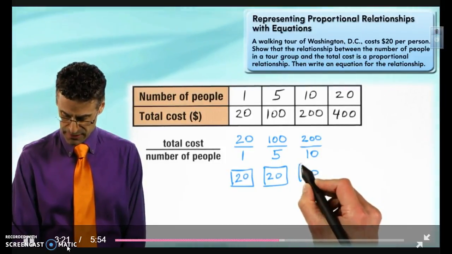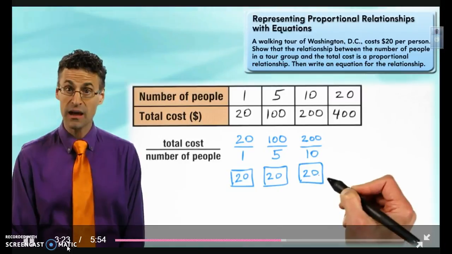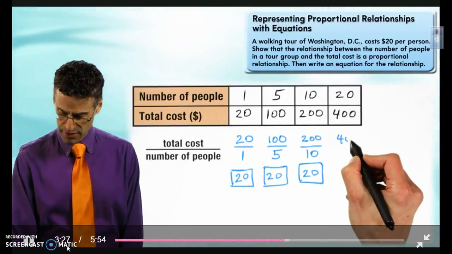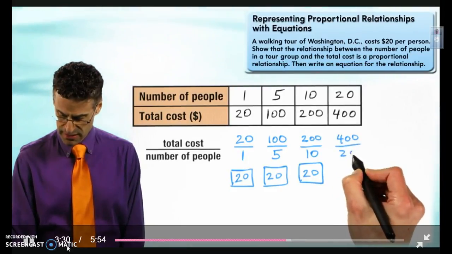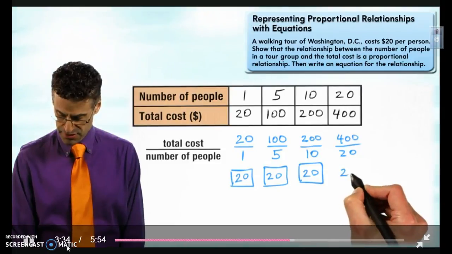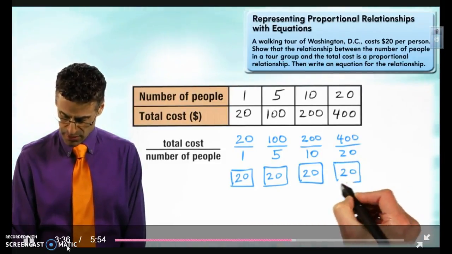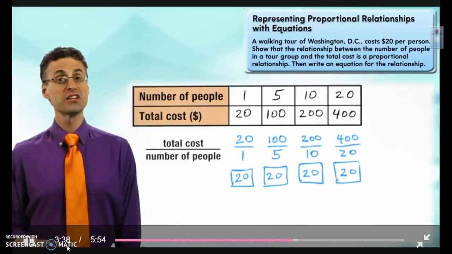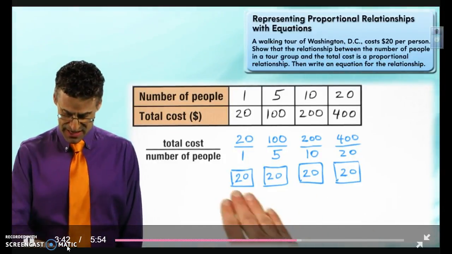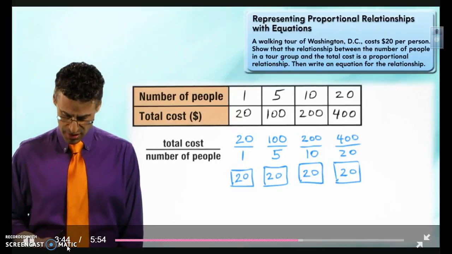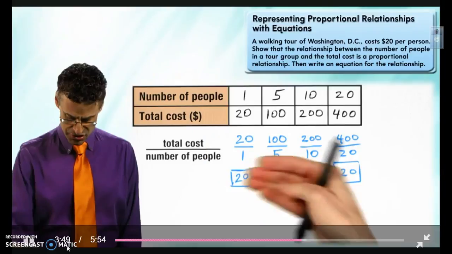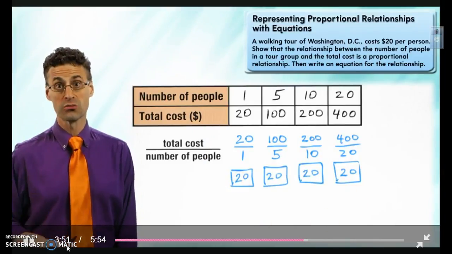And now I'm really feeling it. Do you feel it? I'm feeling a constant proportional. How about this one? 400 divided by 20. Again, the ratio 400 to 20 simplifies to just 20. Well, 20, 20, 20, 20. You don't need 20/20 vision to see all the 20s. So since these ratios are all the same, they're all equal, that implies that this relationship is a proportional relationship.